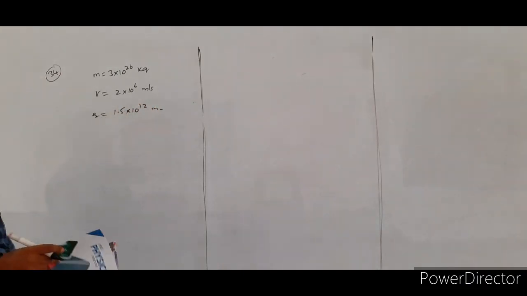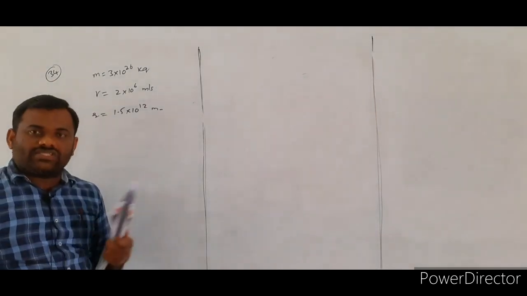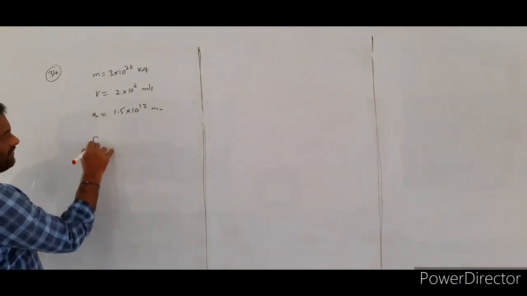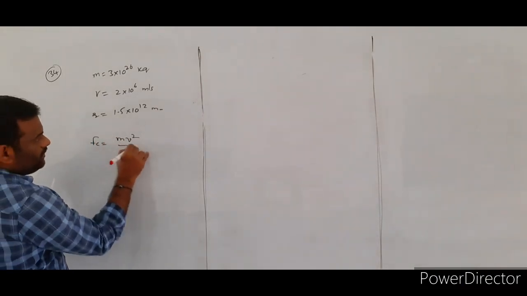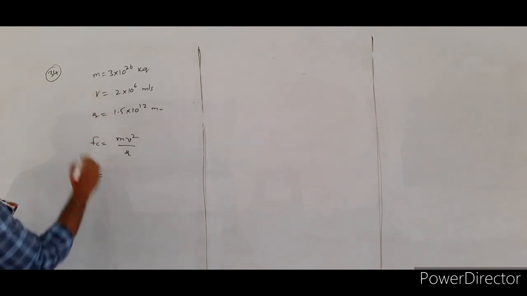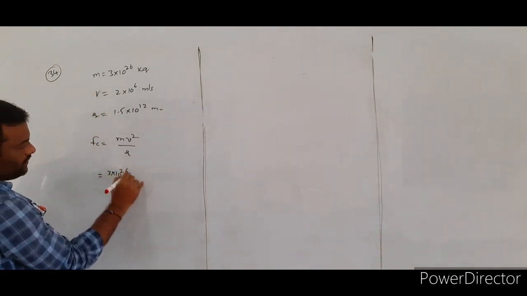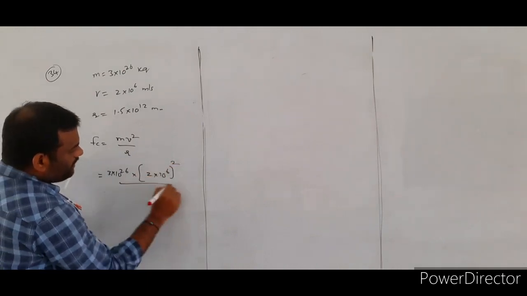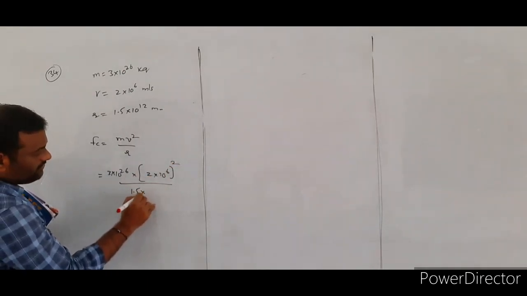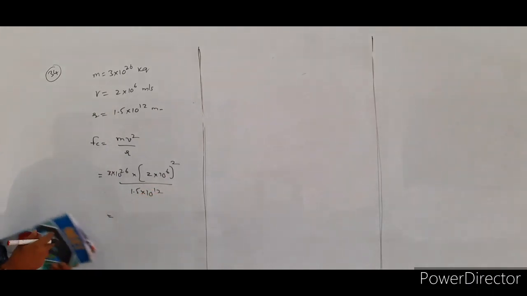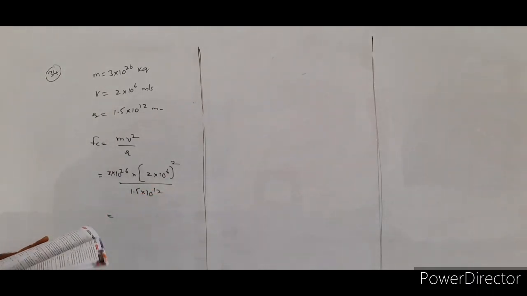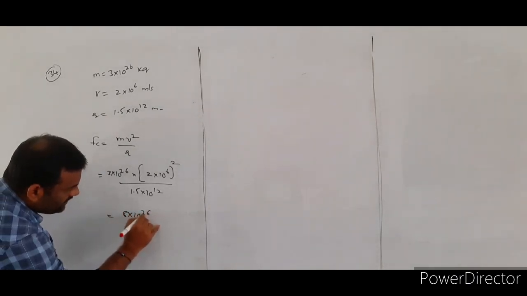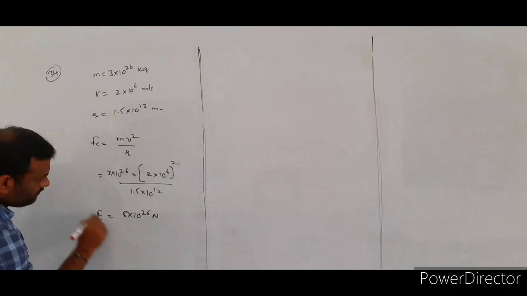If any planet is revolving around the sun or a star, centripetal force is acting on the planet, so the centripetal force acting on the planet is equal to mv square by r. So we have the data: m is 3 into 10 power 26, v is 2 into 10 power 6, whole square, by r value 1.5 into 10 power 12 meter. If you simplify, you will get the answer as 8 into 10 power 26 Newton. So the third option will be correct.